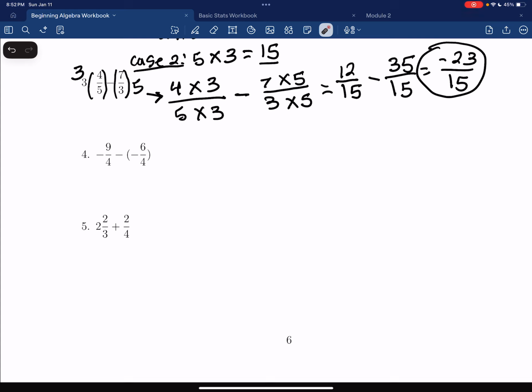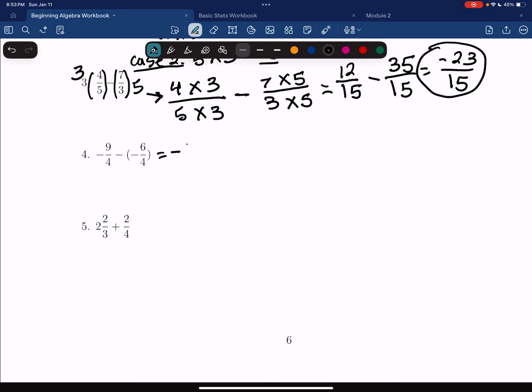And assuming you have given it a try on your own, let's work through it. So for example, number 4, I can see that we have common denominators because 4 and 4, they're the same values. So all we need to do in this case is, because we're subtracting a negative, recall when you subtract a negative, that changes to addition. So we get negative 9 over 4 plus 6 over 4.